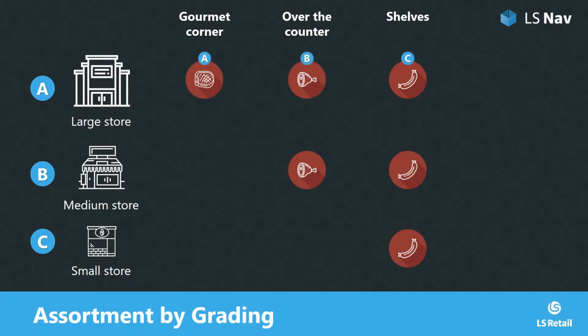So what we can do, we can also assign grades to the items. An item with grade A is sold in stores with grade A only. An item with grade B is sold in stores with grade B and A. And an item with grade C is sold in stores with grade C, B, and A. Using this rule, we can easily define an assortment by assigning grades to stores and items.